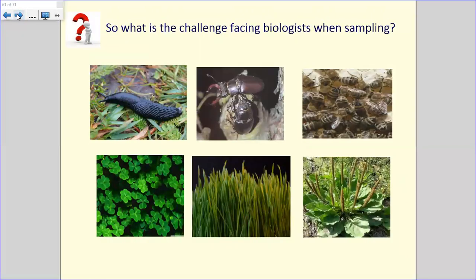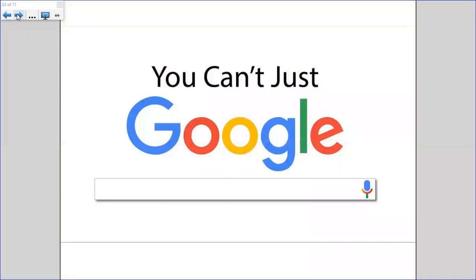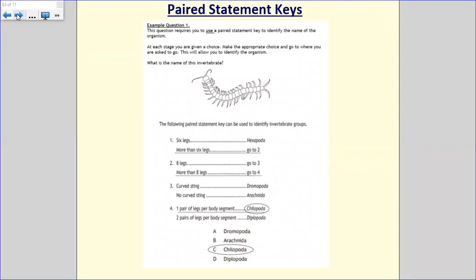So that's an issue that scientists and biologists face. How do you identify the things that you're sampling? You can't just Google it. So instead, we use something called a paired statement key.